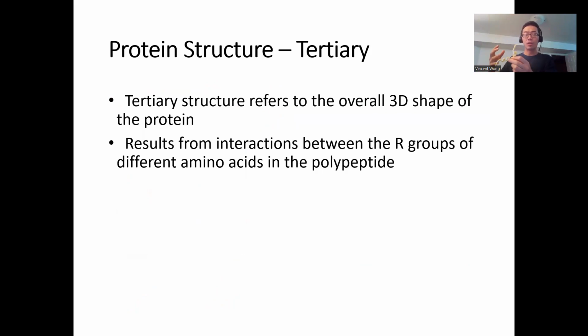Now the next level is tertiary. Okay, tertiary means this thing is now going to fold up into a ball. So like I have a 3-dimensional structure. The 3-dimensional structure is the tertiary structure, okay? And what holds the 3D shape together is the interaction between the side chains. Remember, each amino acid has a different side chain, right? So how the side chains interact together is going to help determine the overall 3-dimensional shape.